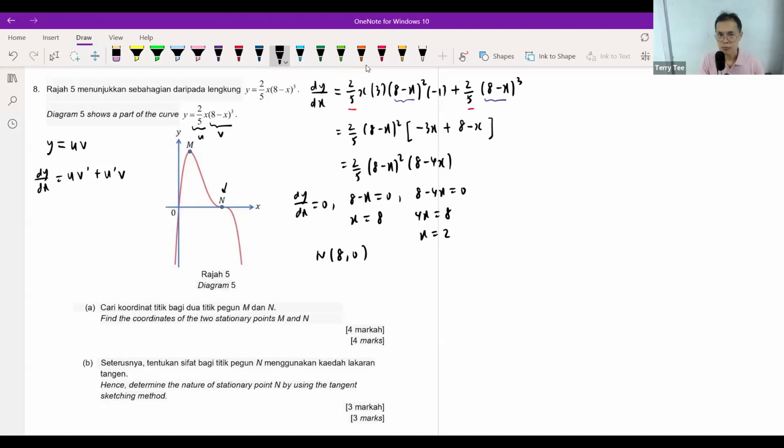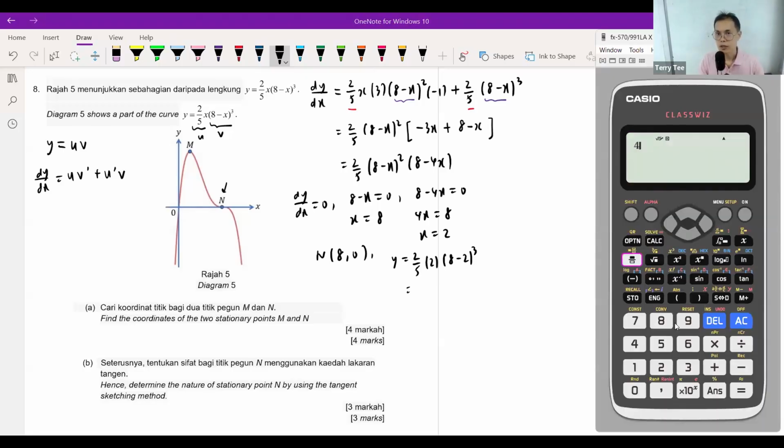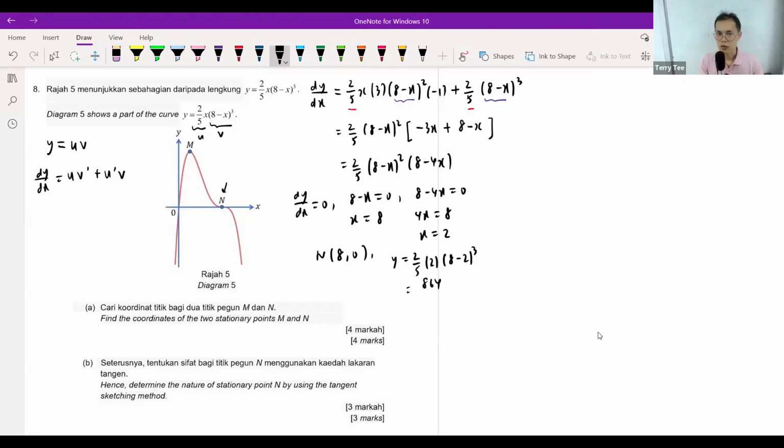But for M, we're going to substitute into your y. Your y is 2 over 5 times 2, times (8 minus 2) power 3. So this 2 over 5 times 2 is going to be 4 over 5. You multiply with 8 minus 2 which is 6. 6 cubed is 216. You can use a calculator. I got 864 over 5. Yeah, 864 over 5. So your M is (2, 864 over 5). You can leave it as a mixed number or improper fraction.